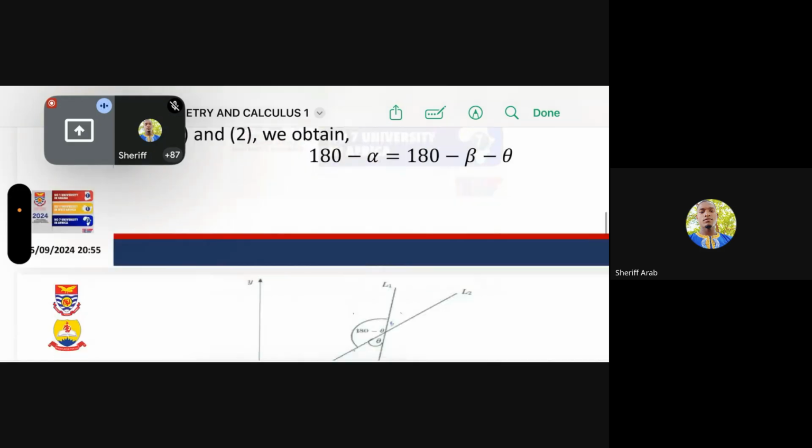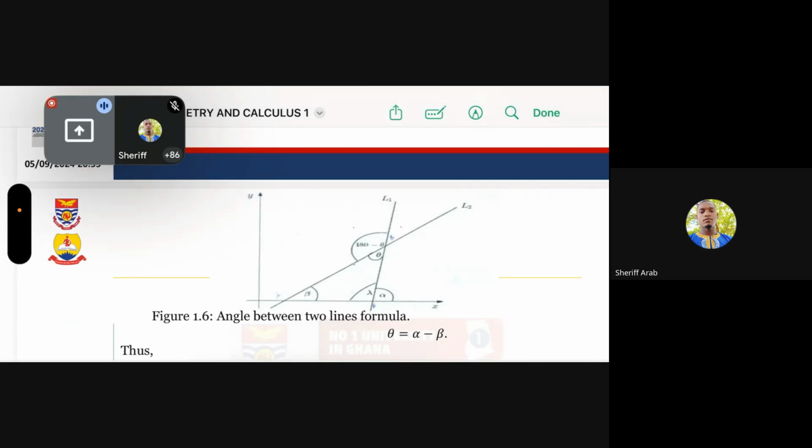And then the total interior angle of a triangle, when I add beta plus theta plus lambda, I'm supposed to get 180. And I know that my lambda is 180 minus alpha. So the interior angle will be beta plus theta plus 180 minus alpha, which is the same as beta plus theta plus lambda equals 180.